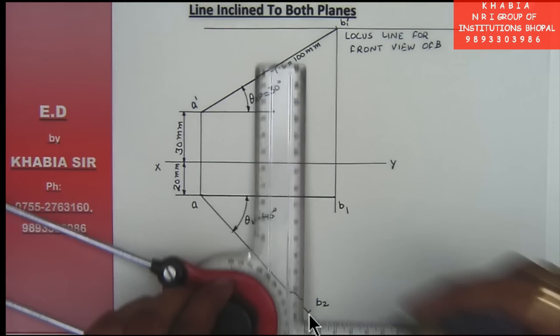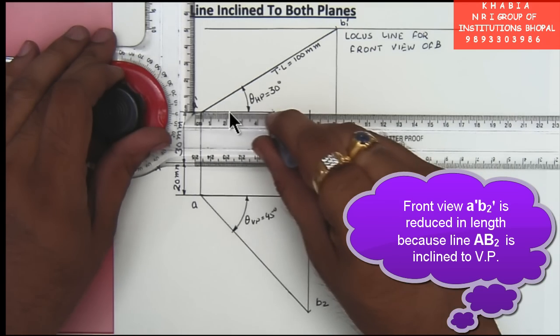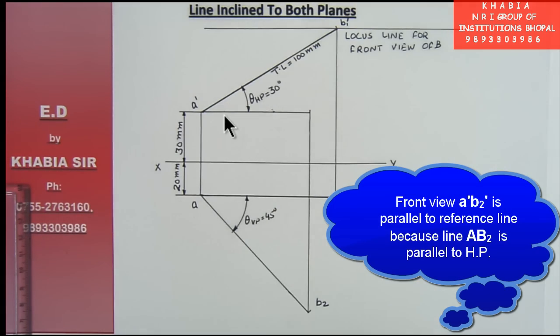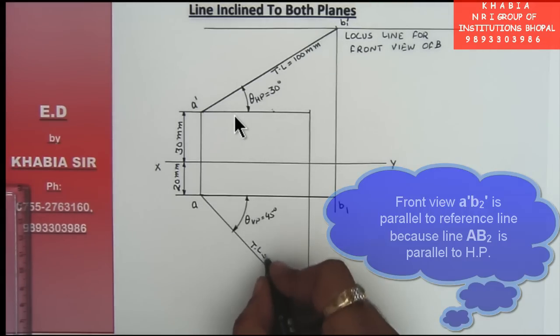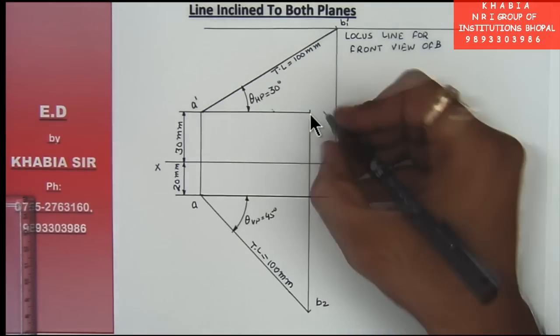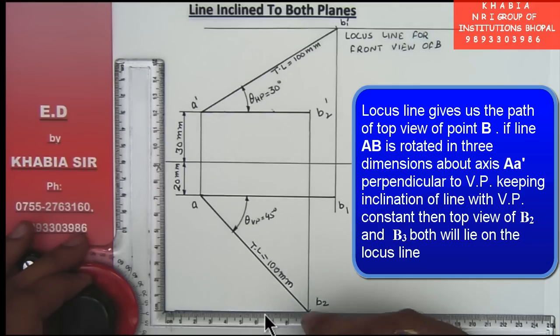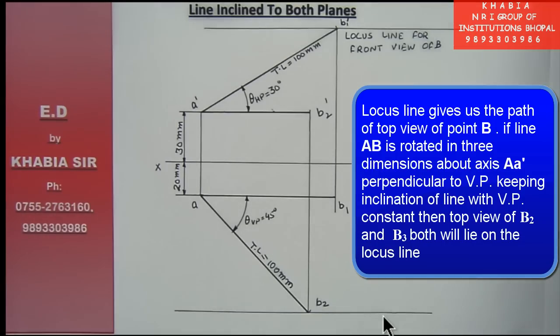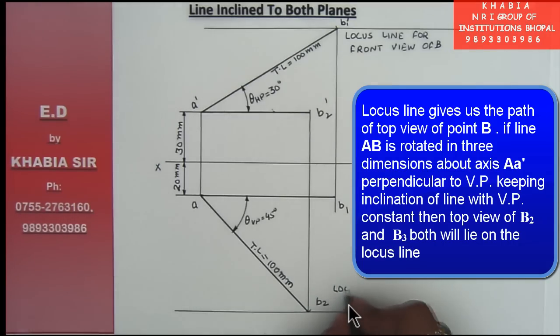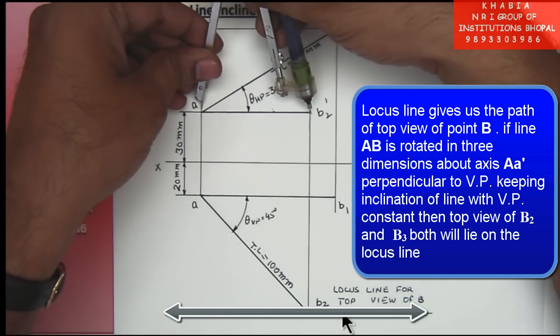From point B2 in top view, draw projector perpendicular to reference line and obtain front view A'B2' reduced in length and parallel to reference line. From point B2 in the top view, draw locus line parallel to reference line. Significance of locus line is as far as inclination of line with VP remains 45 degree and as far as point A remains fixed, top view of point B will lie on this locus line only.